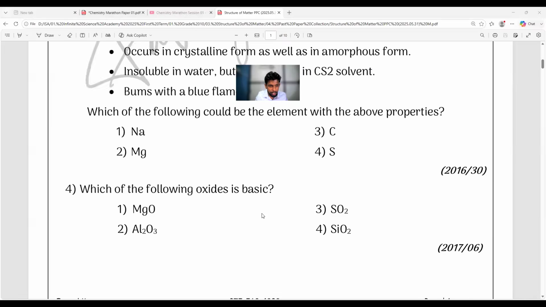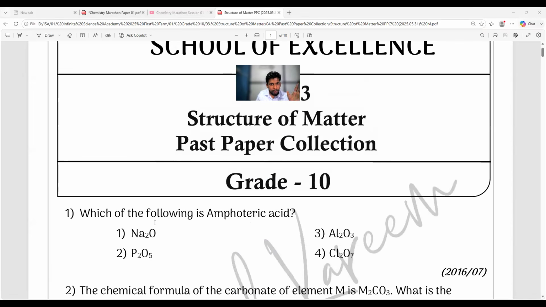Right. First one from question number 16. Which of the following is an amphoteric oxide? What is the answer? Aluminium oxide. Very good. Yes. Aluminium oxide.